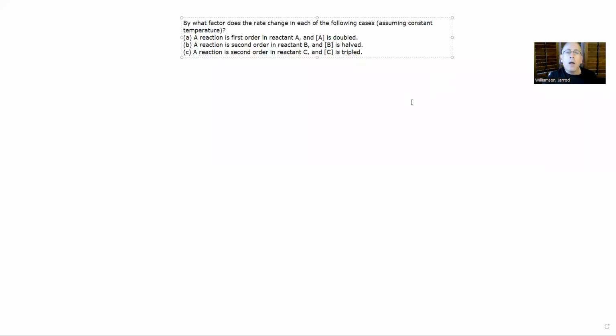I'm doing another problem. It says here, by what factor does the rate change in each of the following cases, assuming constant temperature? The reaction is first order in A, and the concentration of A is doubled. Second order in B, and the concentration of B is halved. The reaction is second order in C, and the concentration of C is tripled.